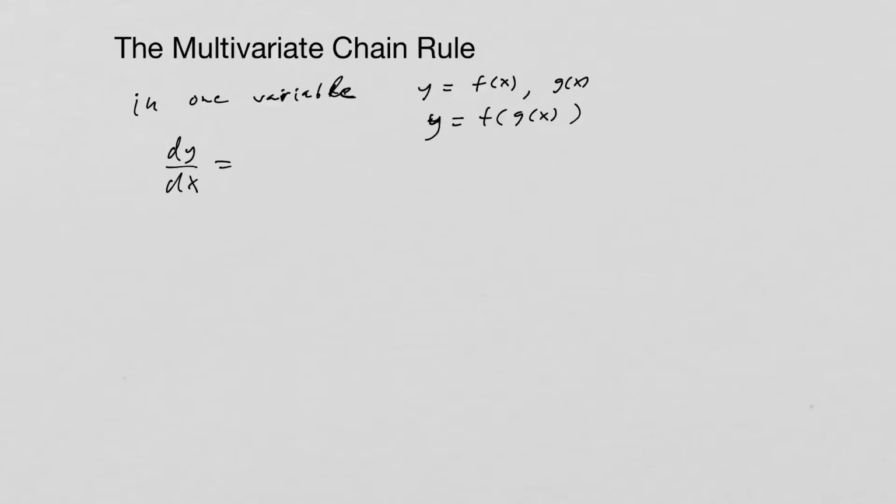In one variable, we have the following. If you have y is equal to f of x, right? And then you have g of x as well. What you can do is actually say that y is equal to f of g of x. You can have a composition of two functions. Now, of course, if you have dy/dx, what you do is you write f prime of g of x times g prime of x.